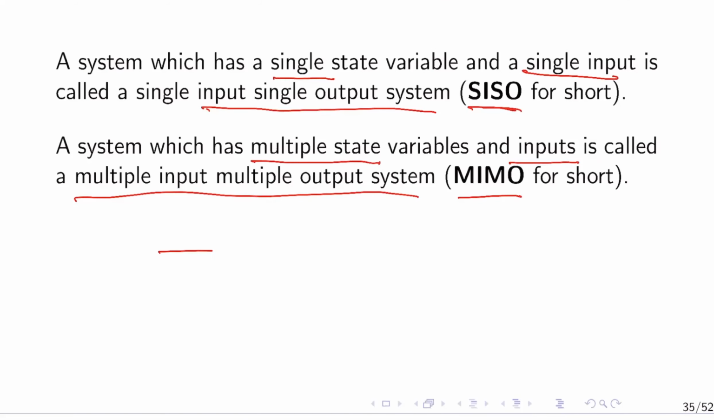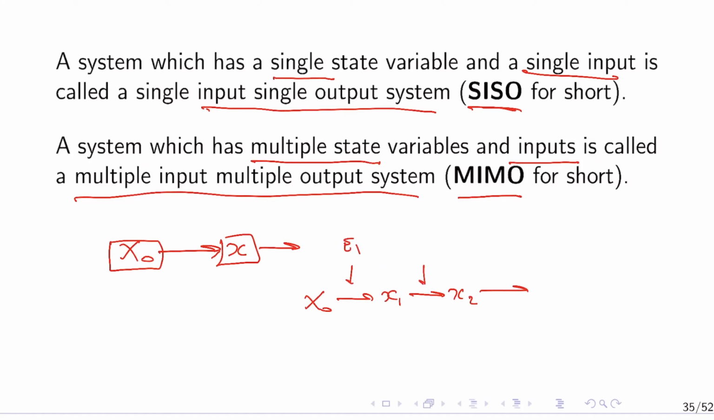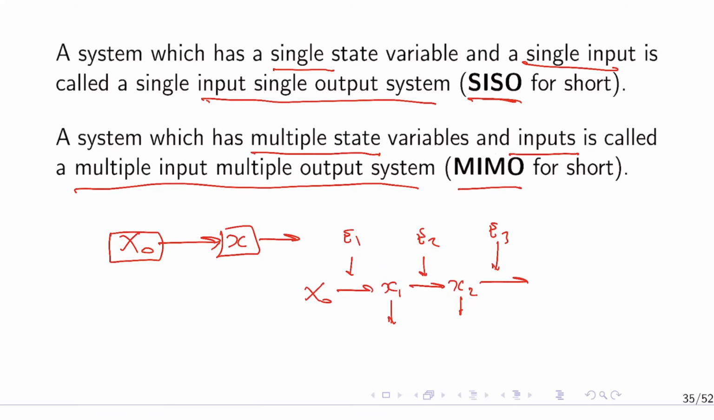So, for example, a SISO system is this. If I have a single input and a single state variable, that's a SISO. If, on the other hand, I had two variables, which could be two capacitors or two species in a pathway, and I've got three enzymes, and my enzymes are my inputs and my two x's are my outputs, then I'll have a MIMO system.